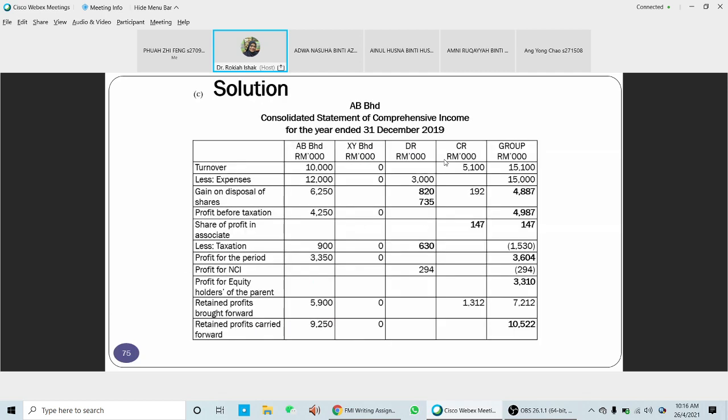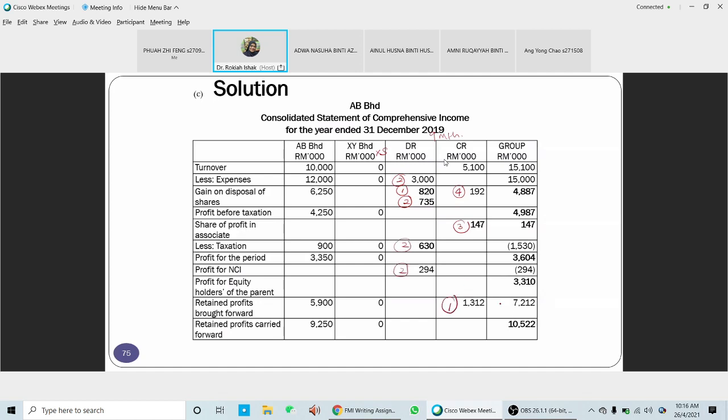Okay, now prepare the accounts here. If you look at here, XY will be 0 because it is no longer your subsidiary. And then you only look at the adjustments here. The adjustment here is only for 9 months. So this one is journal entry number 2. 820 here is journal entry number 1. Okay, 735 is number 2. 192 here is journal entry number 4. Okay, shares in profit of associate, journal entry number 3. This one is number 2. This one is number 1.